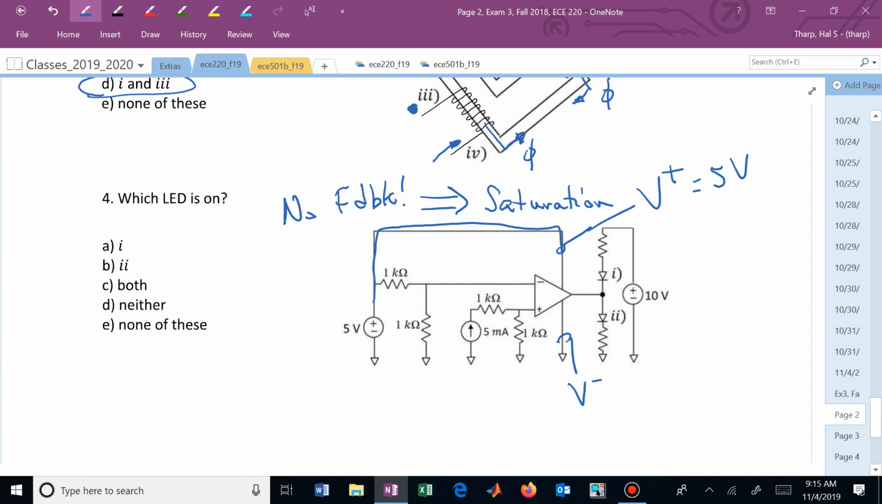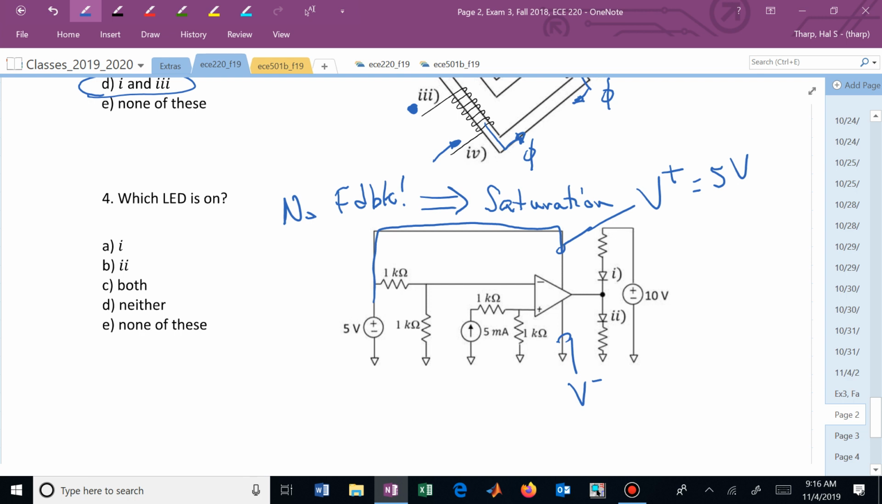Meaning, if the non-inverting input pin is more positive than the inverting input pin, the output is going to go to the positive supply rail. If Vp minus Vn is negative, it's going to go to the negative supply, which in this case is 0 volts. That's what we're looking for. We're really trying to find what's Vp and what's Vn. Let's compare them and then see what the output pin is going to be stuck at.